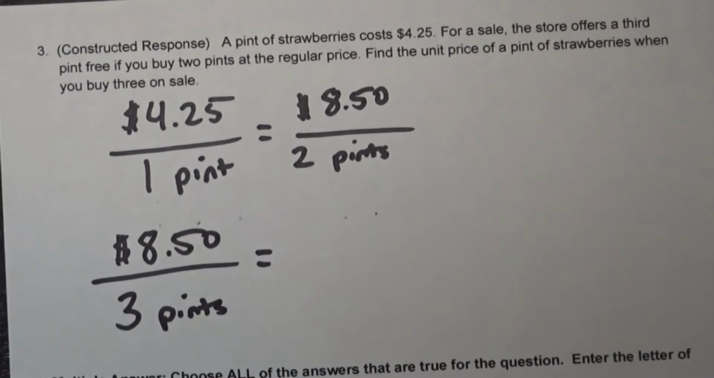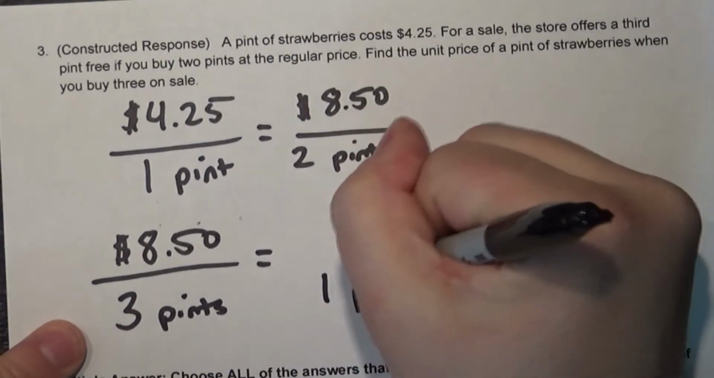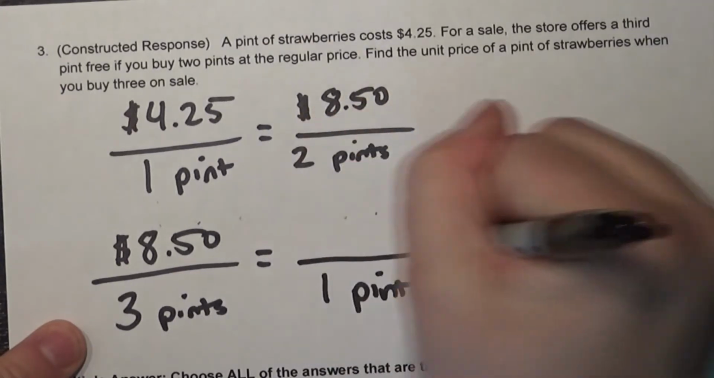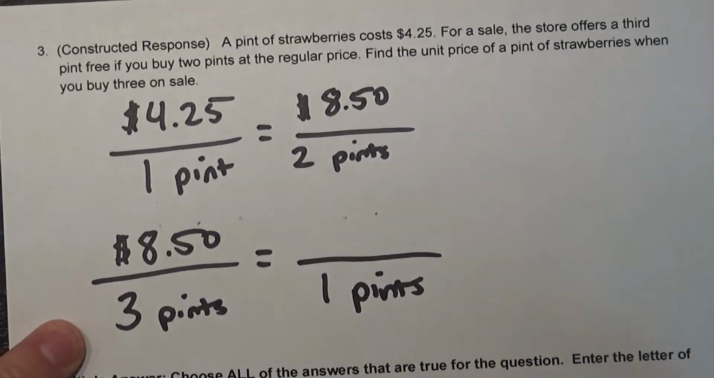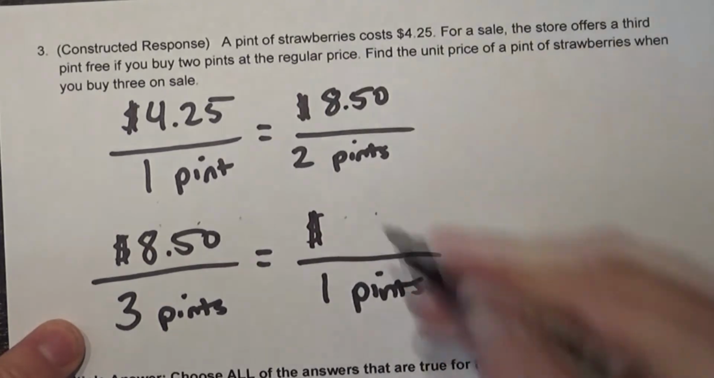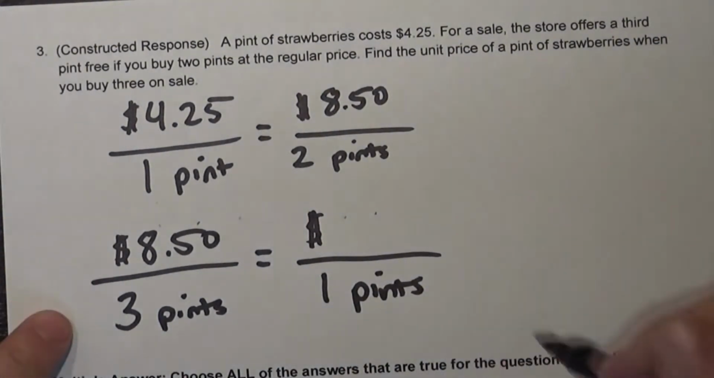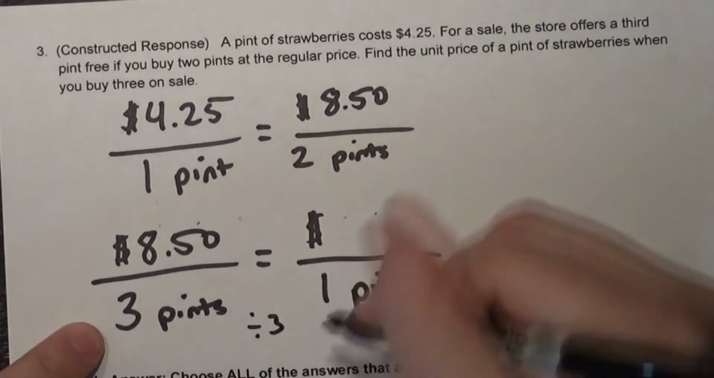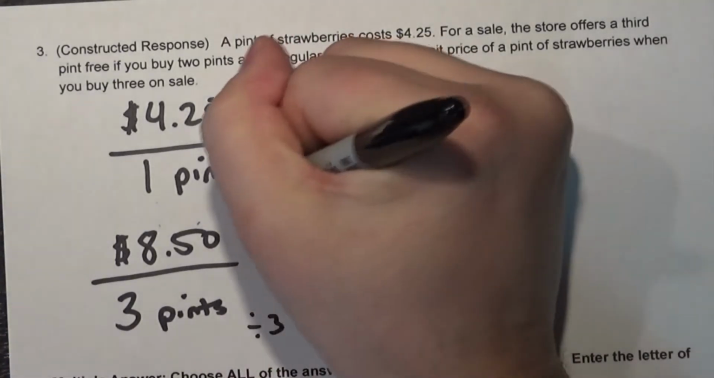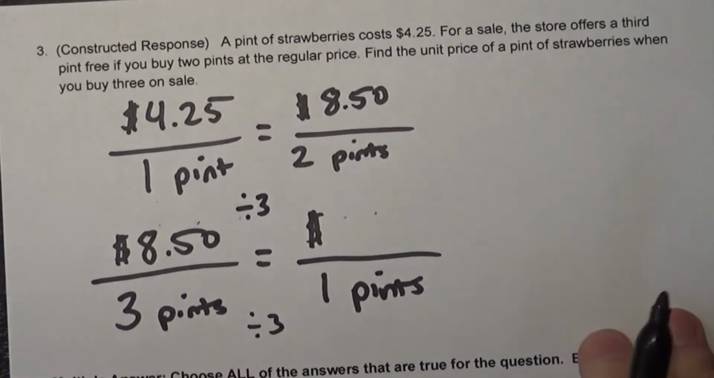So if I'm getting 3 pints for $8.50, I want to figure out how much 1 pint costs. I don't know why I wrote 1 pints. That's poor grammar. Sorry, me. So I want to figure out how much 1 pint costs with that sales price. So I'm going to divide by 3 because 3 divided by 3 is 1. So I take $8.50 divided by 3.